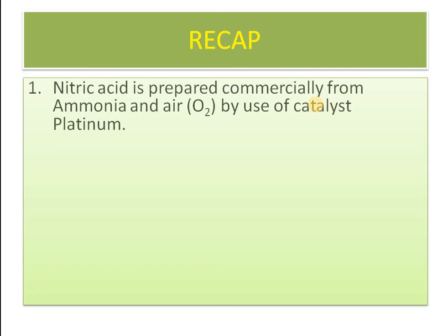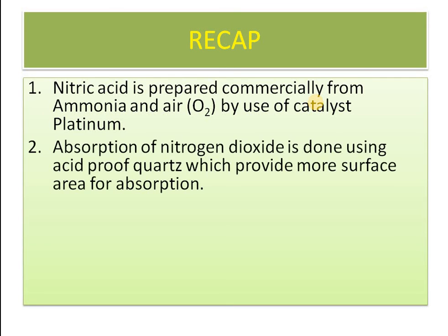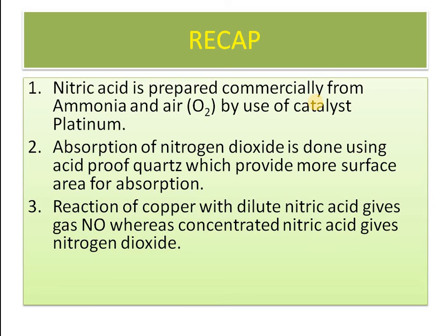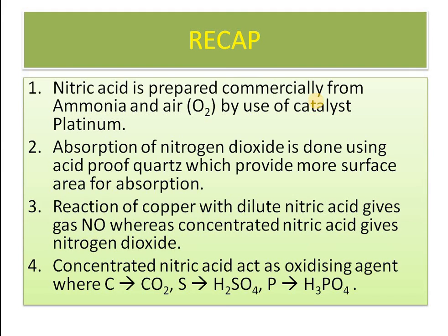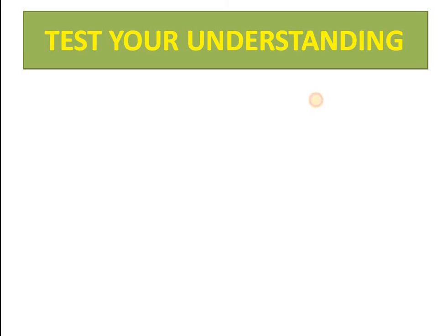So what we have learned so far is that nitric acid is prepared commercially from ammonia and air by use of catalyst platinum by the Ostwald process. Absorption of nitric oxide is done using acid-proof quartz, which provides more surface area for absorption. Reaction of copper with dilute nitric acid gives rise to NO gas, whereas concentrated nitric acid gives rise to nitrogen dioxide. Concentrated nitric acid acts as an oxidizing agent, where carbon is oxidized to carbon dioxide, sulfur is oxidized to sulfuric acid, and phosphorus is oxidized to H3PO4, phosphoric acid.